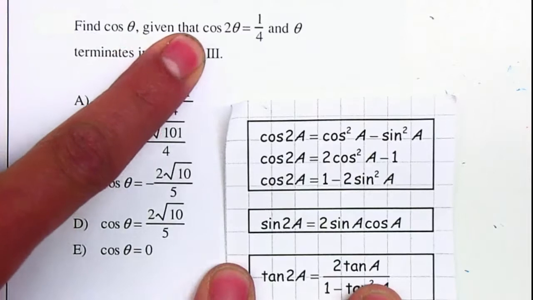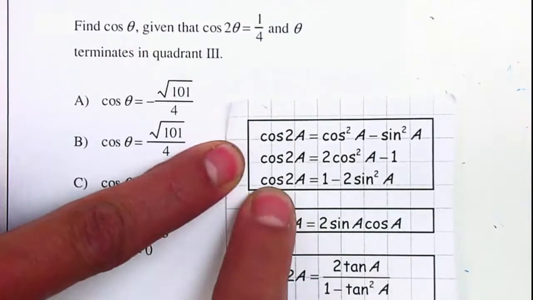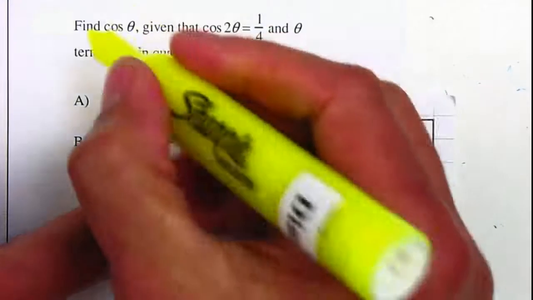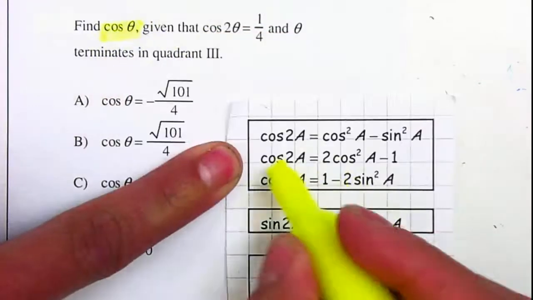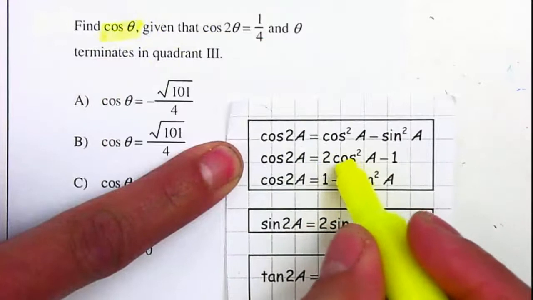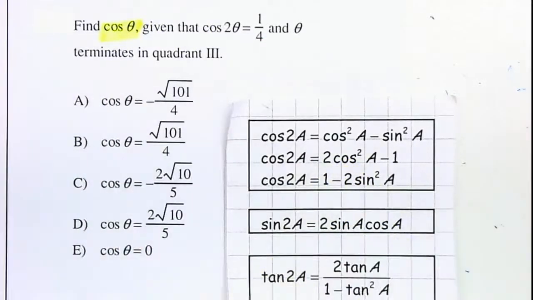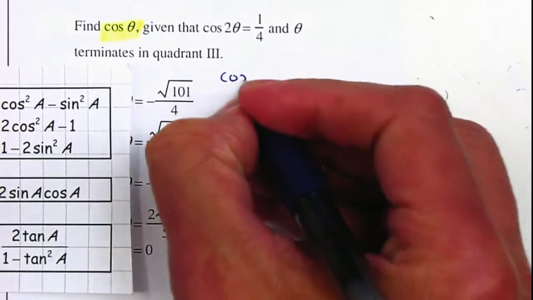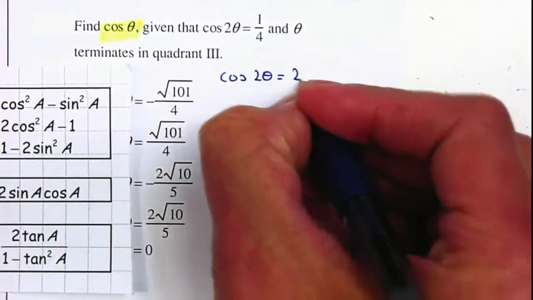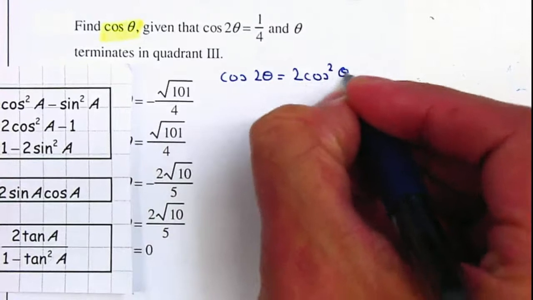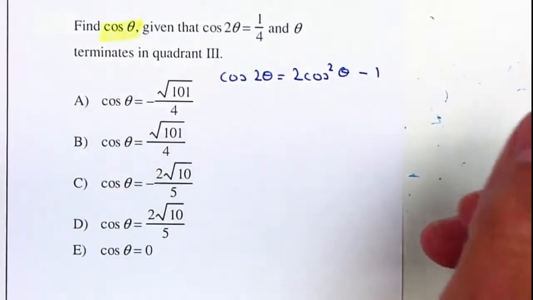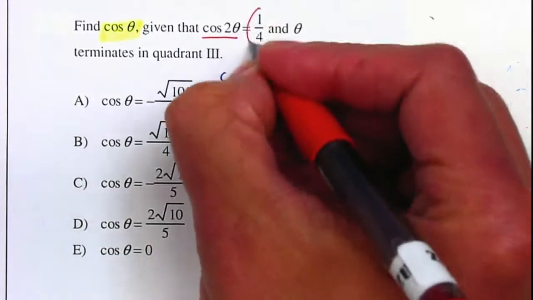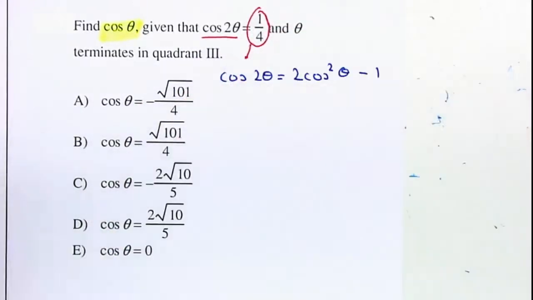And if you notice that for the cosine of 2 theta, I have 3 to choose from. But since they are asking to find the cosine of theta, I'm going to use the one that only has cosine, so I can solve for cosine. So let me go and write down: the cosine of 2 theta is equal to 2 cosine square of theta minus 1. And I'm going to replace cosine of 2 theta with 1/4.